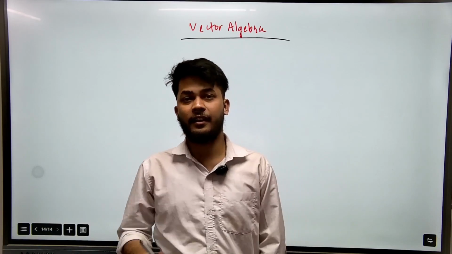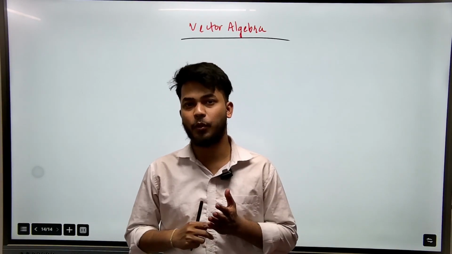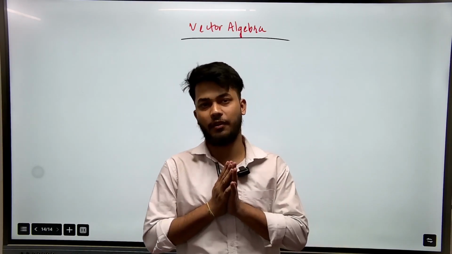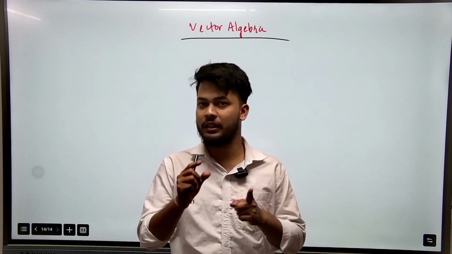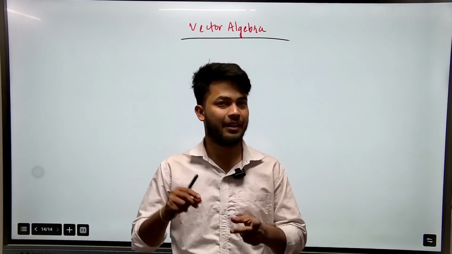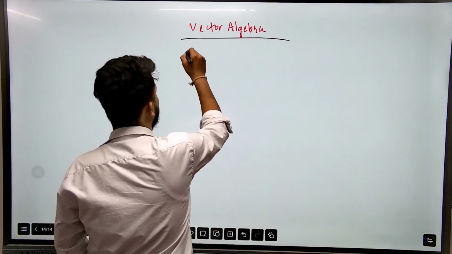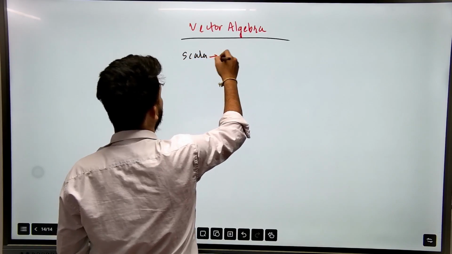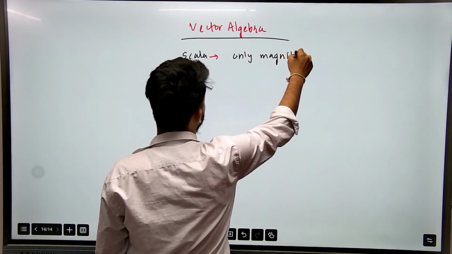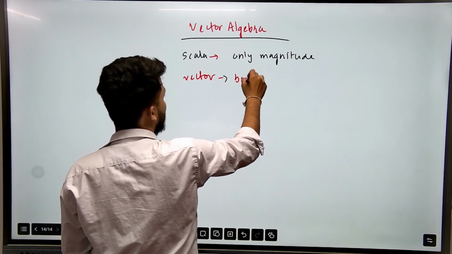So basically there are two types of quantities. One is scalar quantity, the other one is vector quantity. The difference between scalar quantity and vector quantity is that scalar quantities only have magnitude. Okay, they don't have any direction specification, but vector quantities have both direction and magnitude. So scalar quantities are those which have only magnitude, and vector quantities are those which have both magnitude and direction.